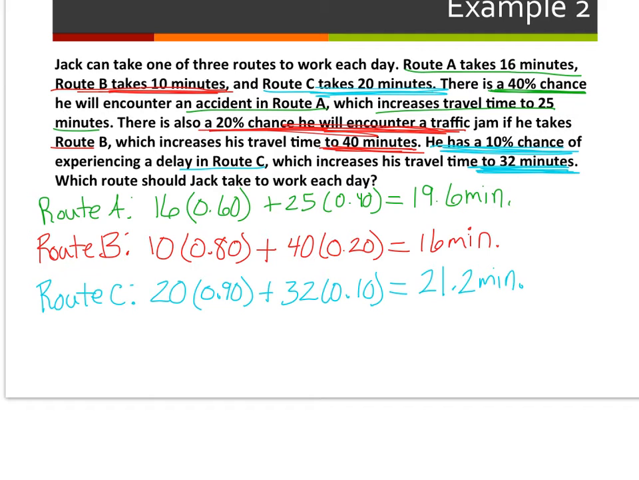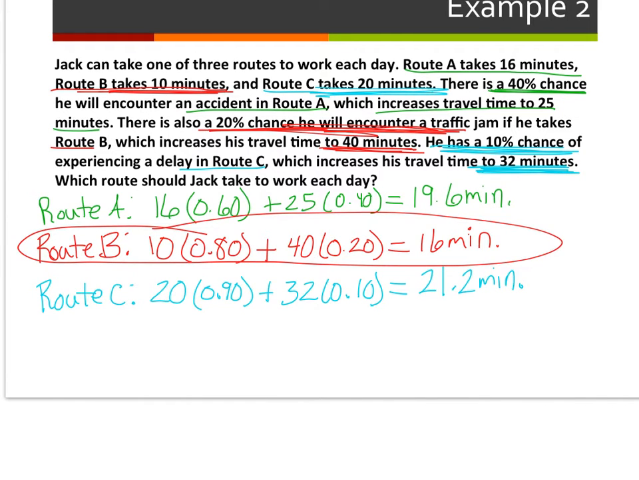So the one with the quickest expected value is route B, which means route B is most likely to get him there quicker. So route B is most likely to be the quickest.